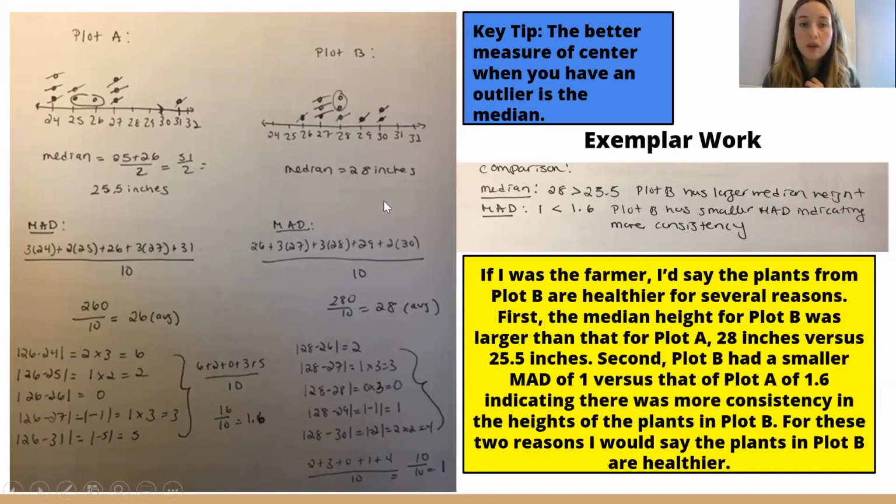That's where I started. Then I decided to use the MAD as the measure of variability in this case. I could have also used range, or you could use both. In this case, I decided to go for MAD.